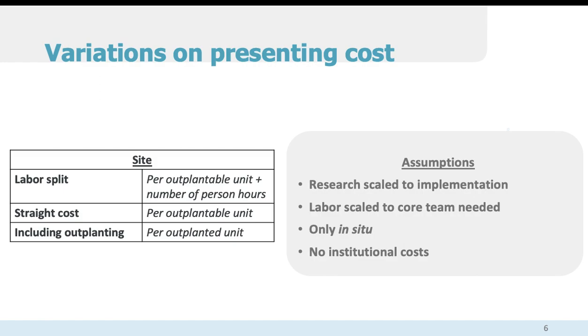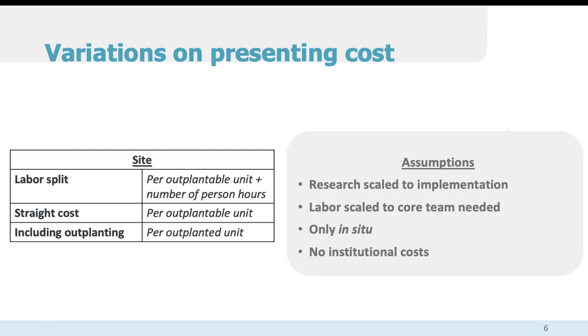In the 3 tables I'm going to show, I split them out in these 3 ways. One is pulling the labor out of the cost. This will be presented as a cost per outplantable unit. So it's one of these units with corals growing on them that is ready to be outplanted onto the reef, plus a value for the number of person hours needed to run through that process. The second is what I'm calling straight cost, which includes those labor costs in the calculation. So that's the whole thing ready to be outplanted. And the third is including that outplanting cost. So that is an outplanted-on-the-reef cost.